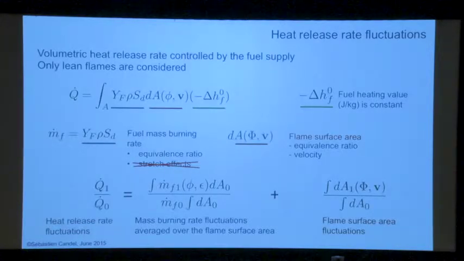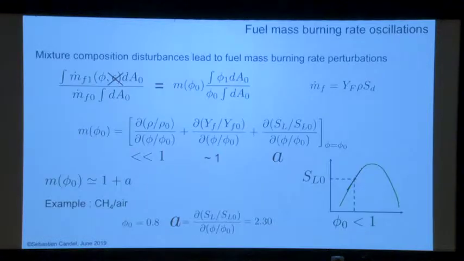So anyway, again, what we want to do is to get these two terms. One is due to the fluctuations in equivalence ratio. The other one is due to the velocity fluctuations. And like that, you have the heat release rate fluctuations, and you can get the two components of the transfer functions, one for each.